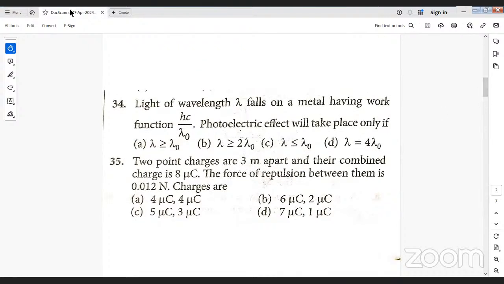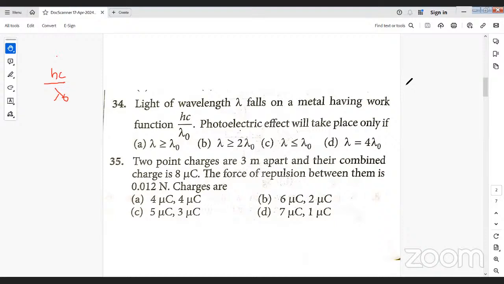Let's go for the next question. Light of wavelength lambda falls on a metal having work function. So the work function is given as what? It is hc divided by lambda naught, and the photoelectric effect will take place only if lambda is greater than or equal to lambda naught, lambda is greater than or equal to 2 lambda naught, lambda is less than or equal to lambda naught, lambda is equal to 4 lambda naught.